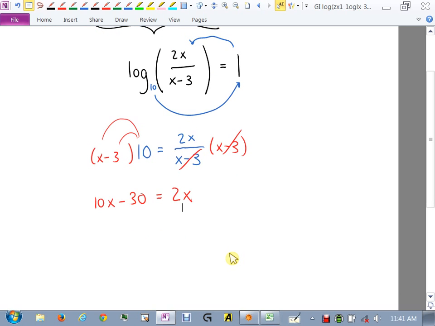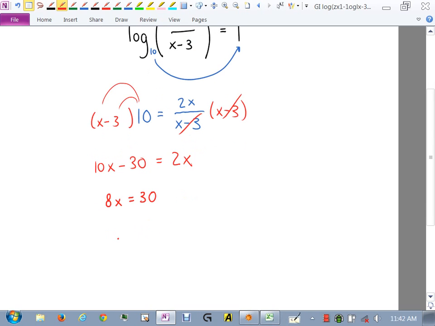This is a linear equation, so just solve for x. So subtract 2x from both sides, move your 30 over. I think you get what, 8x is 30. And then x is 30 over 8, which is, what goes into both of those? 15 fourths, if we reduce it. Yeah.